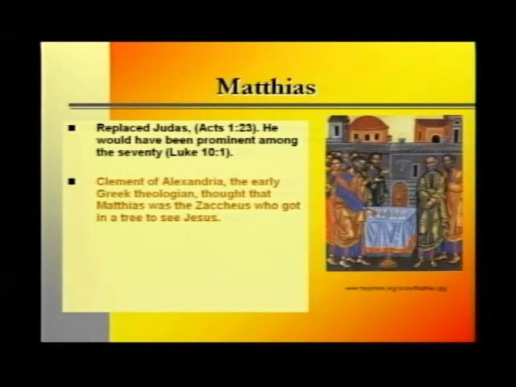Clement of Alexandria, the early Greek theologian, thought that Matthias was the Zacchaeus who got in the tree to see Jesus. So, who knows? But Clement lived in 96 A.D., so he might not have been that far off. He didn't live too long after. This is Clement of Alexandria, so he would have been a little bit later on than Clement of Rome. But still, it was early on, so he might have been right.